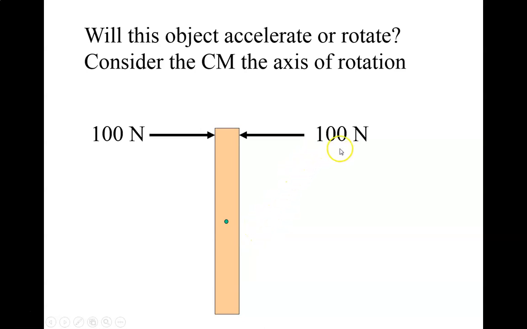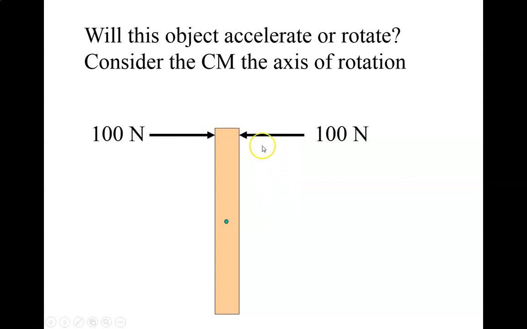Okay, and here we've got 100 Newton meters. And what's the direction of this torque? Well, it's going to cause it to rotate the opposite way. It's going to cause it to rotate like this. So it's got 100 Newton meters of counterclockwise. Okay, so these torques are going to cancel. So this is not going to rotate.